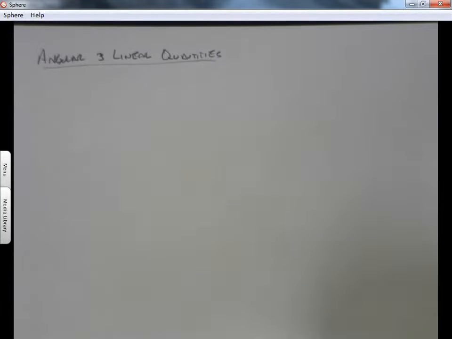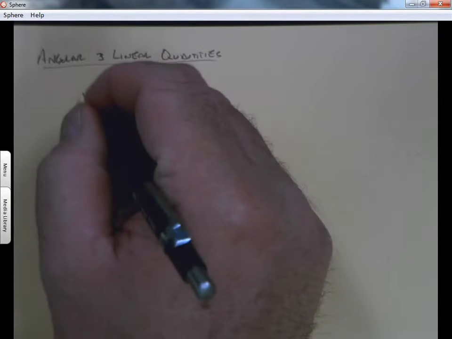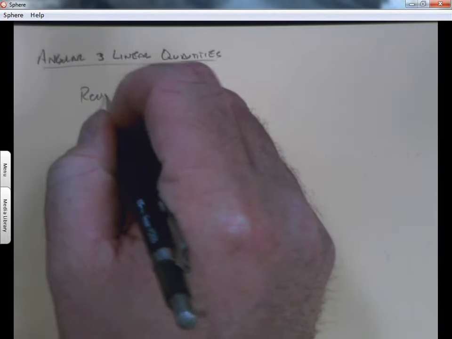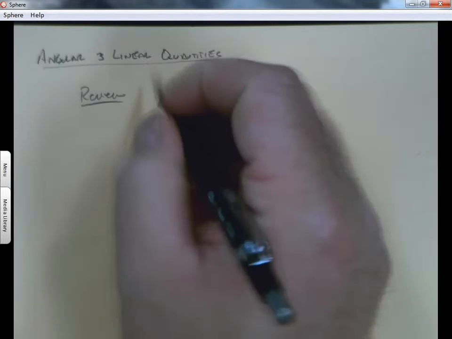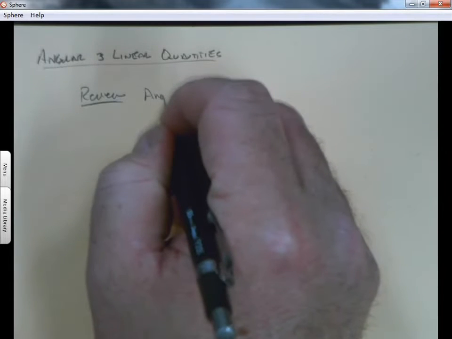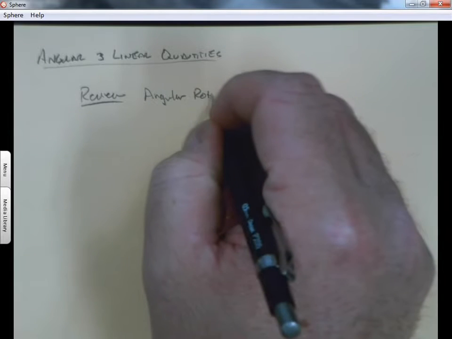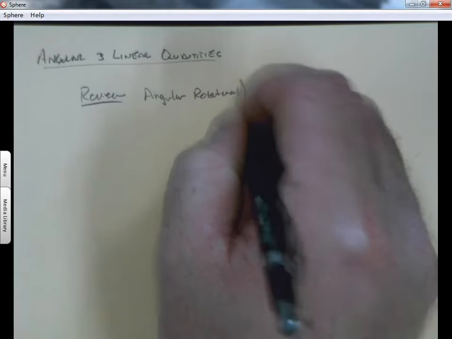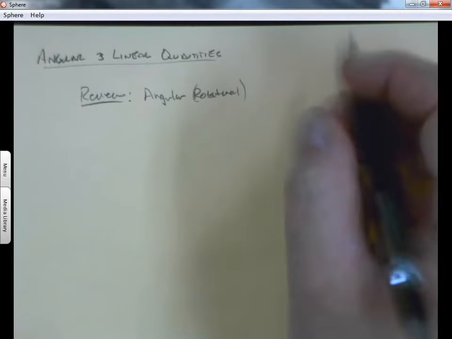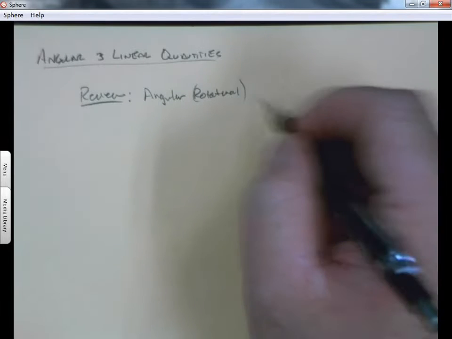Okay, today we're going to talk about angular and linear quantities, and so we're going to review our linear quantities, or review what we covered last time just a little bit before we move on. So with a review of angular, which we also sometimes call rotational. Okay, these are pretty much interchangeable terms. Angular and rotational motion.